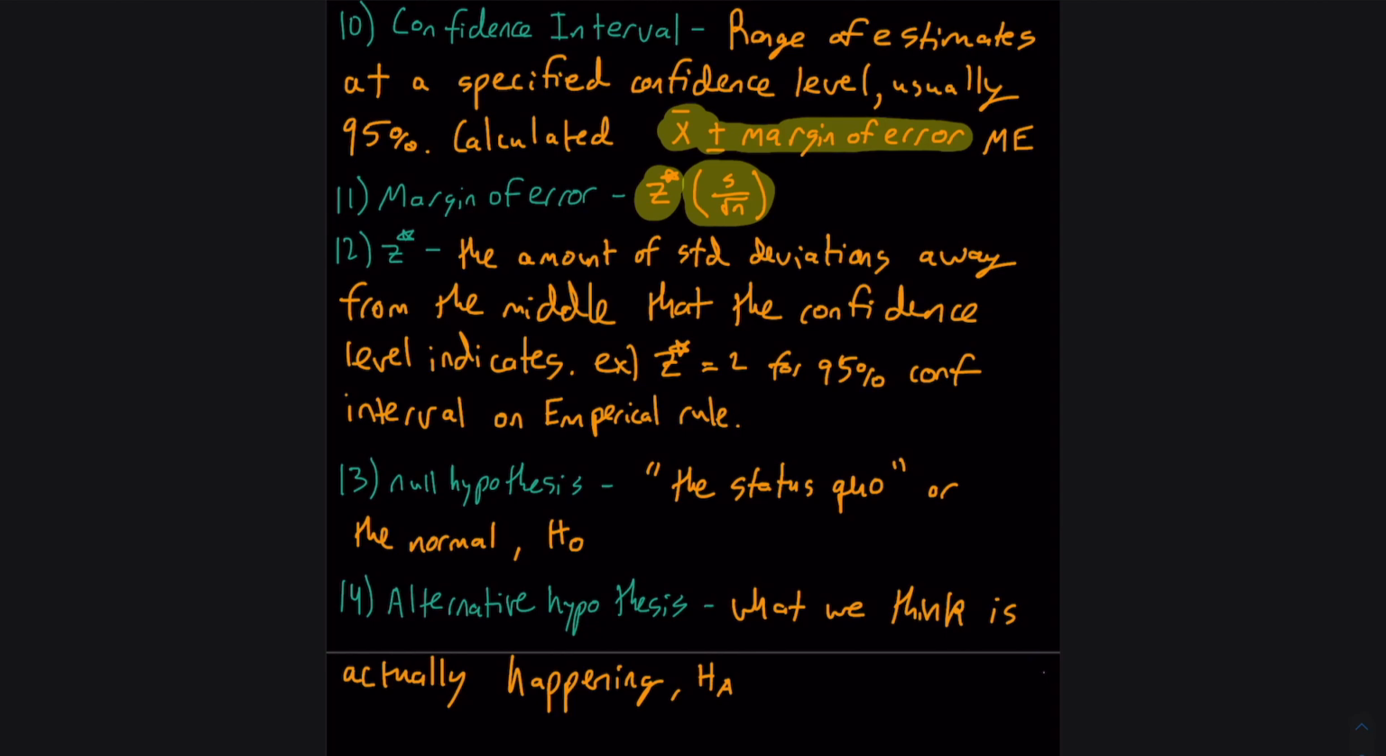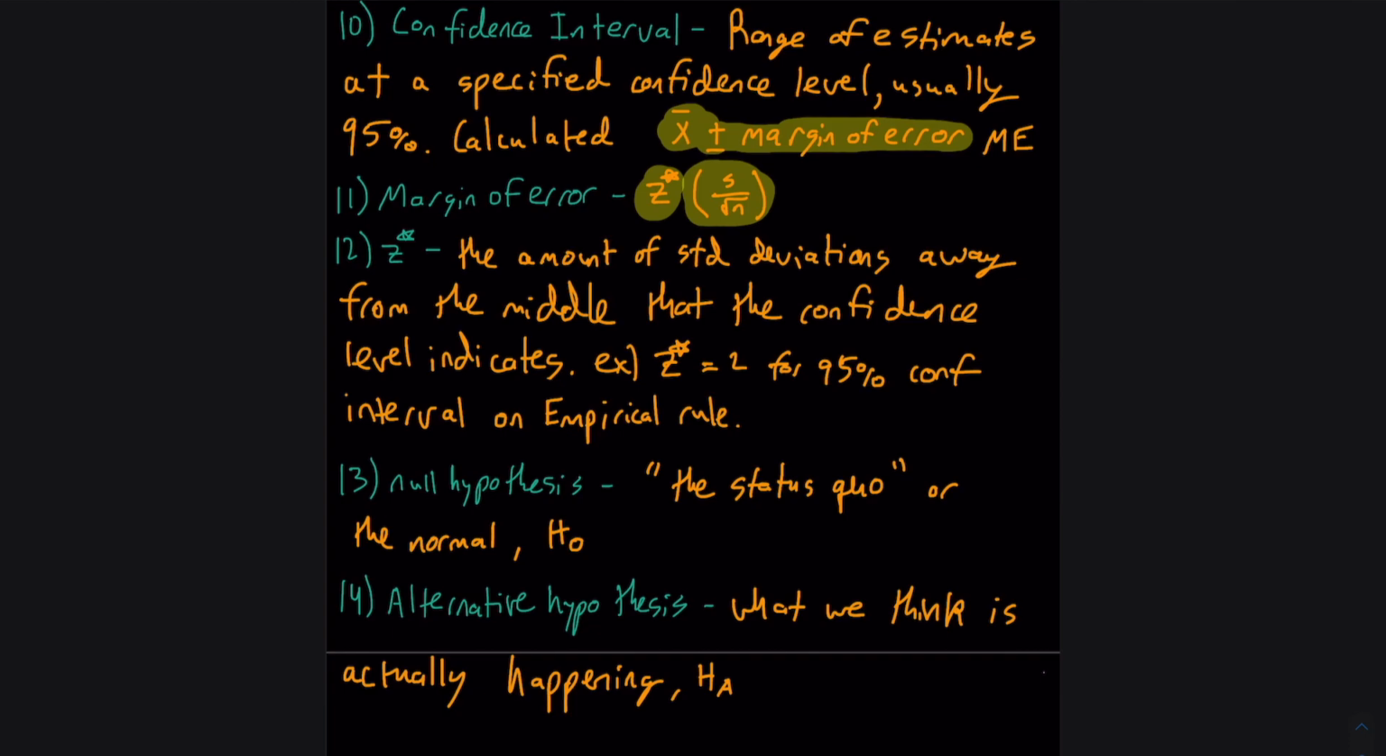Number 12 is Z star, and that is the amount of standard deviations away from the middle that the confidence level indicates. For example, Z star would be 2 in a 95% confidence interval based on the empirical rule. And that's basically saying that with a 95% confidence interval, it's 2 standard deviations to the right and 2 standard deviations to the left. So that's why our Z star there is 2. And that just means how far you move each way.